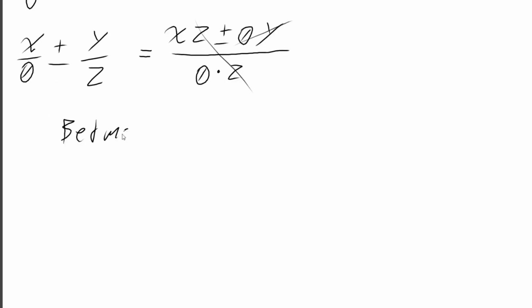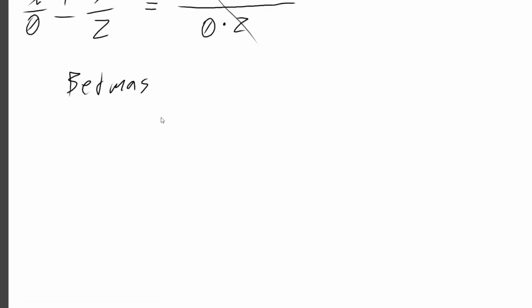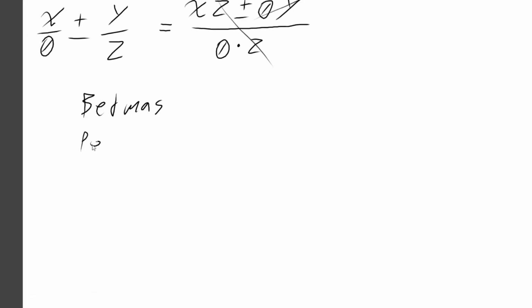BEDMAS says brackets first, then exponents, then division, then multiplication, then addition, then subtraction. Not the other way around. I know some of you know of a similar one. It's called PEMDAS. This is wrong. Never use PEMDAS. BEDMAS.